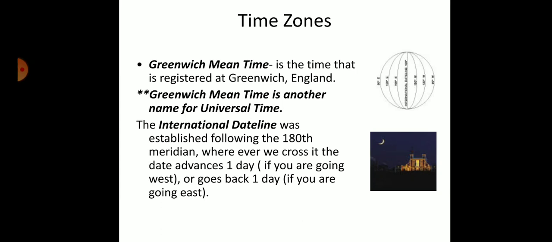The international dateline was established following the 180th meridian. Wherever we cross it, the date advances one day if you are going west, or goes back one day if you are going east. So again, I'll repeat, if you're going west, it advances one day. But if you're going east, it goes back one day. So that is the arrangement of the international dateline.